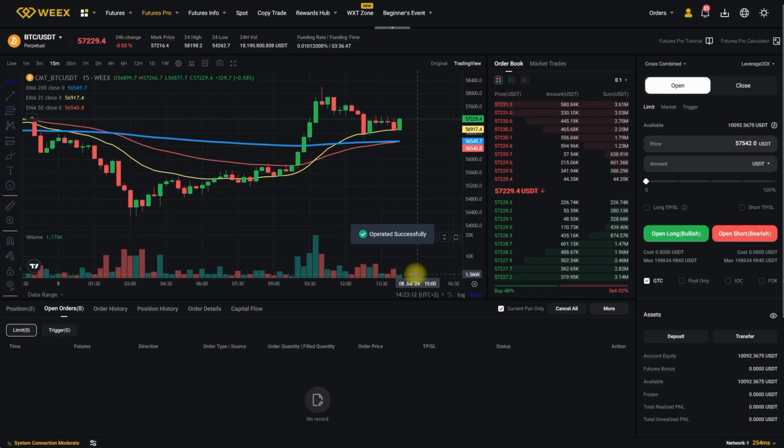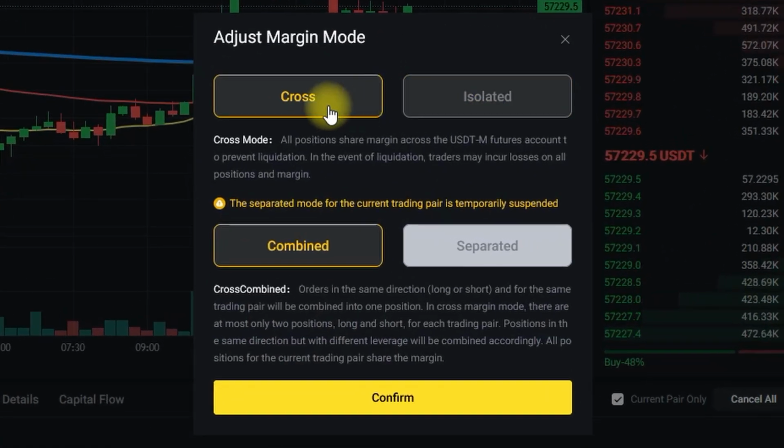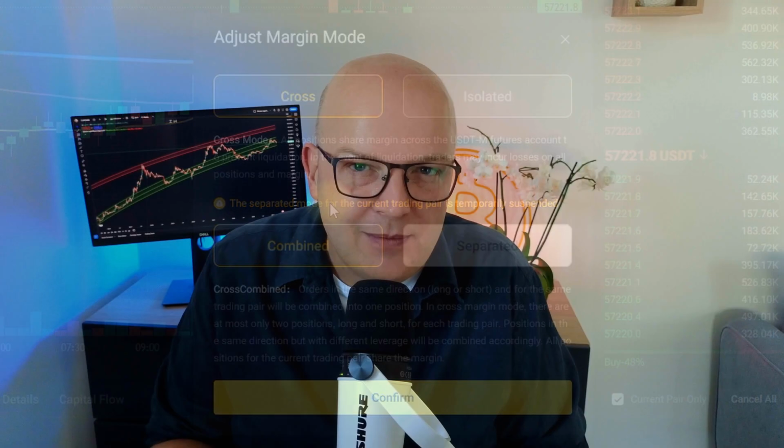Normally, you can also choose if the leverage is calculated individually for every position, isolated mode, or across all your open positions, combined mode. I always use the combined mode to ensure that I always know what my total margin ratio across all of my positions is.